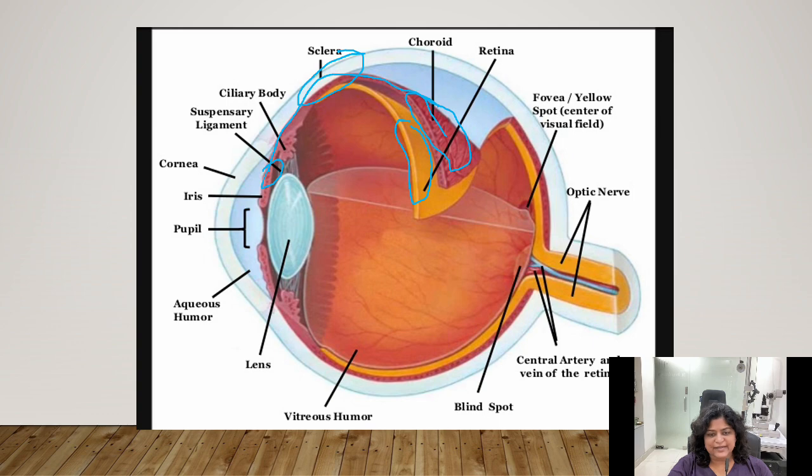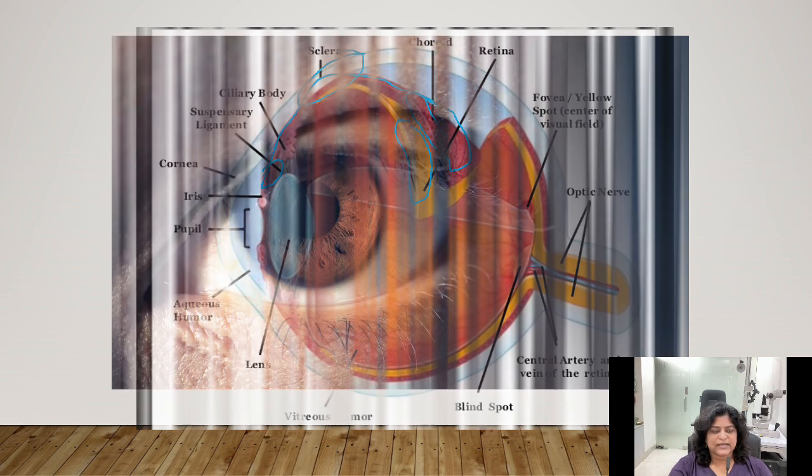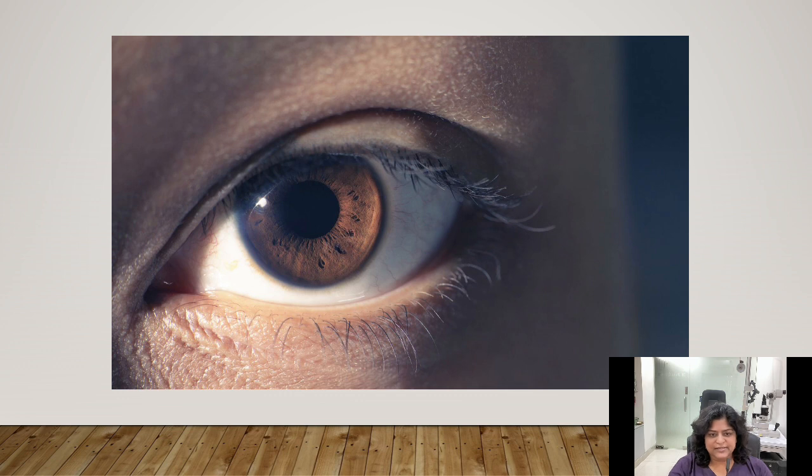Now, what is the iris? The iris is this colored portion of the eye that you see in any individual. This is called the iris. So even if this is inflamed, we can call it uveitis.